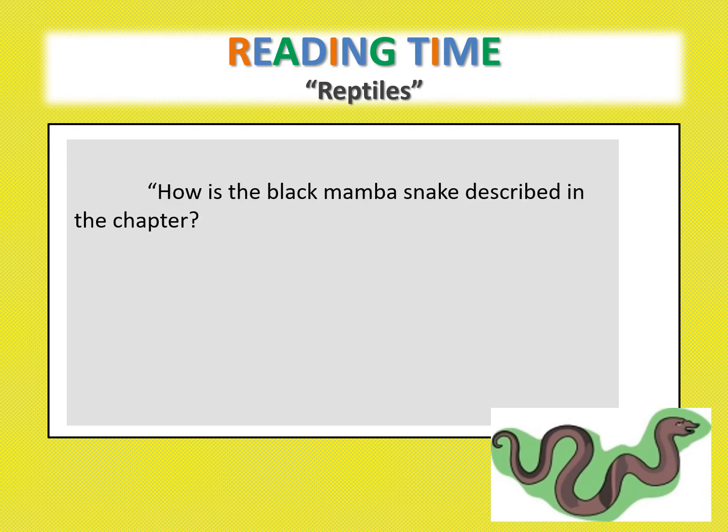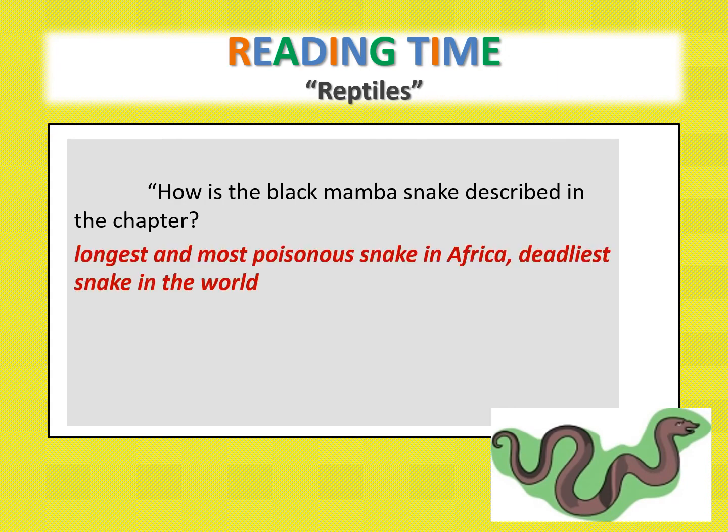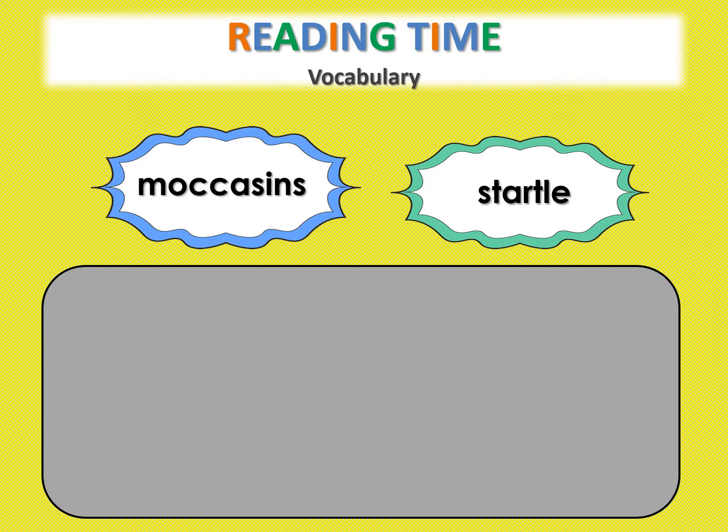So, how is the black mamba snake described in the chapter? Yes, it is the longest and most poisonous snake in Africa. It's the deadliest snake in the world. Let's take a look at these two vocabulary words.